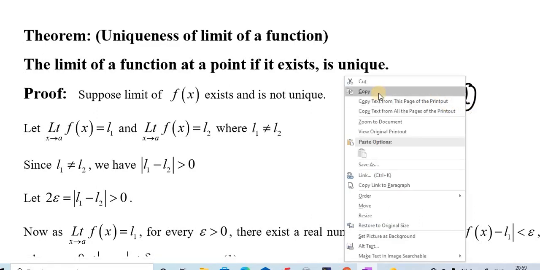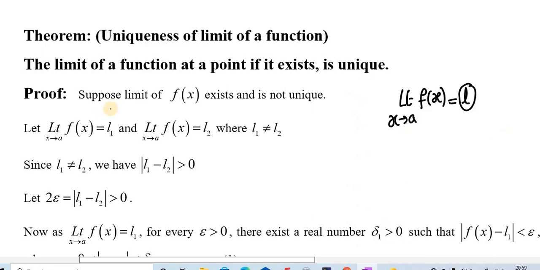Suppose the limit of f of x exists and is not unique. What we want to prove is that it is unique, but we are taking it as not unique. At the end we get a contradiction. Since we are taking the limit of f of x as not unique, this statement is wrong. Then what is the correct statement? The limit of a function at a point is unique.